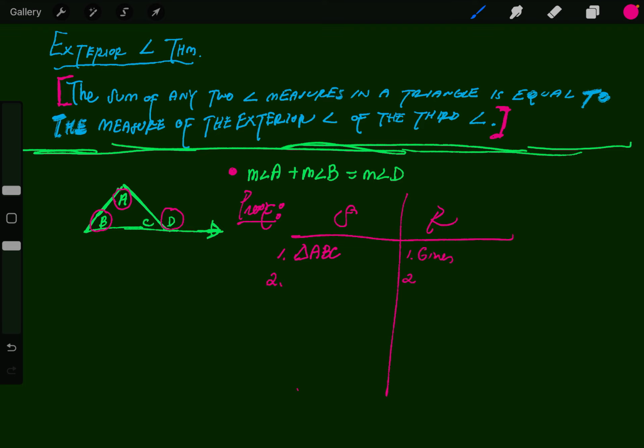Okay, fair enough. Now, what I'm going to state right away is that the measure of A plus the measure of B plus the measure of C is equal to 180. And we know that's true because of the triangle sum theorem. And then I'm going to state that C plus D, the measure of these two angles, form a straight line. So I'm going to say that the measure of C plus the measure of D is also equal to 180, and I know that because they form that straight line.